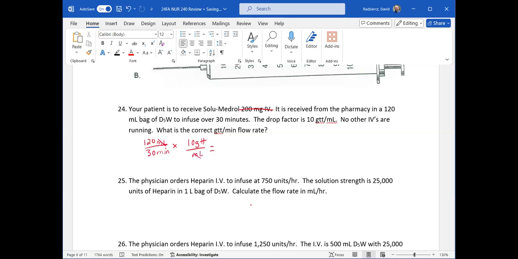And so when I do this, I just take the 120 times 10 divided by 30, and I'm going to get 40 drops per minute. I will say, now that you're into 40, they're going to give you that extra challenge of making sure you can discern which information you need to solve a particular question and what you can ignore.